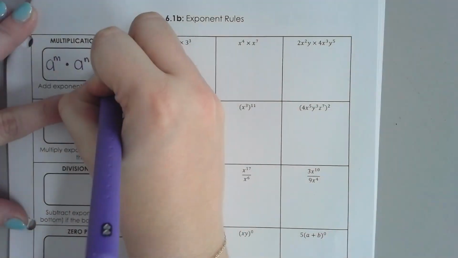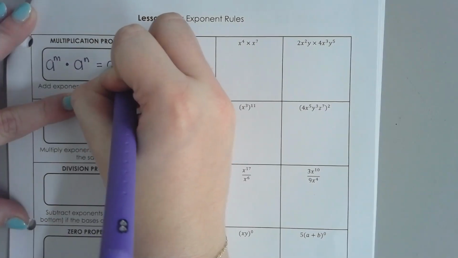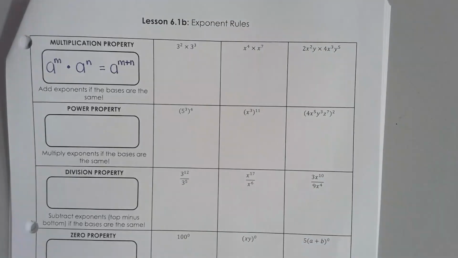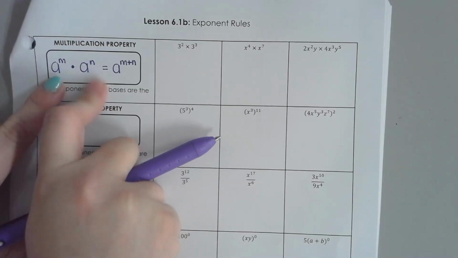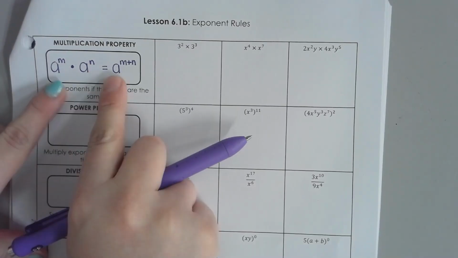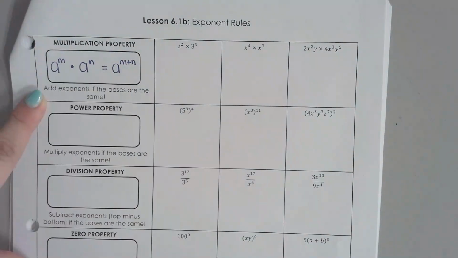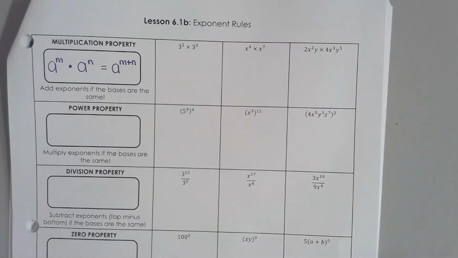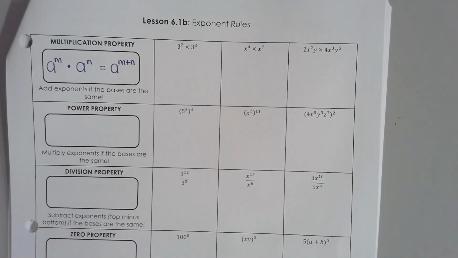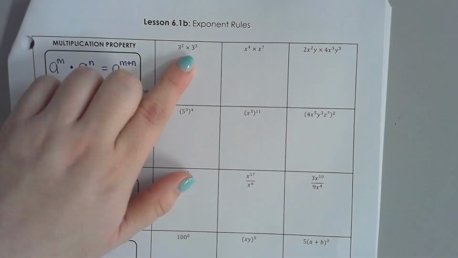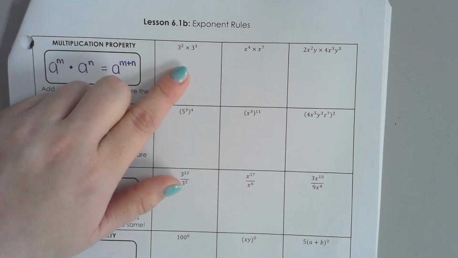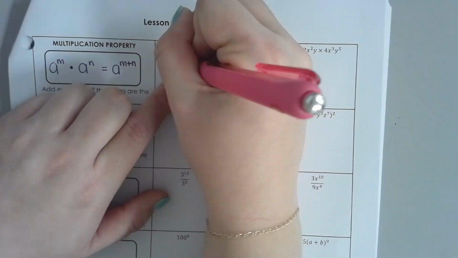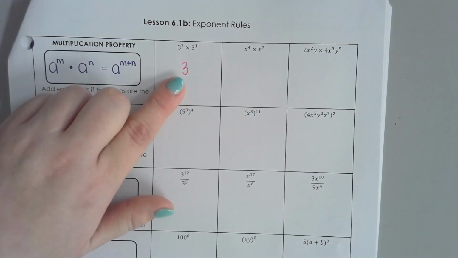You add them. A to the m times a to the n is a to the m plus n. When multiplying variables, that base or that variable stays the same all the way throughout. The only thing that you did was add the exponents. So, what is my base? 3. It will stay a 3, but I'm going to add the exponents.